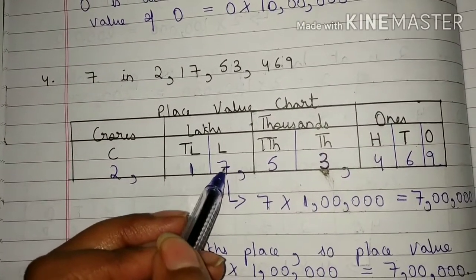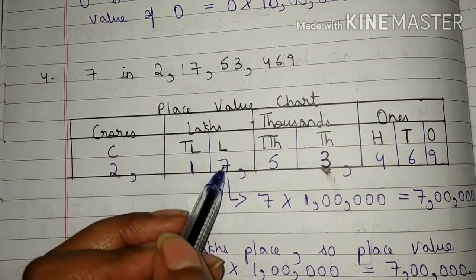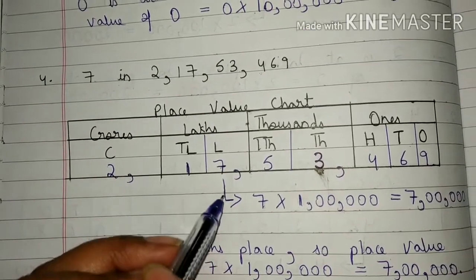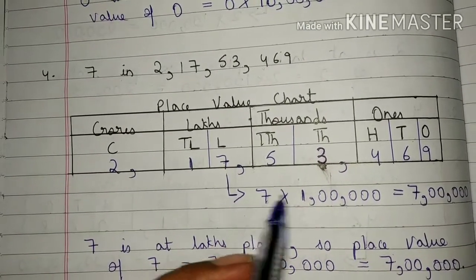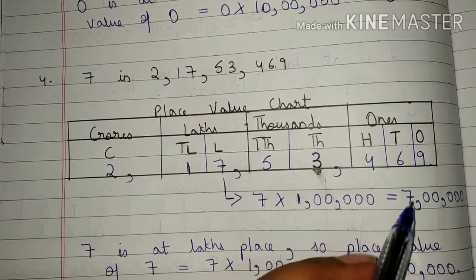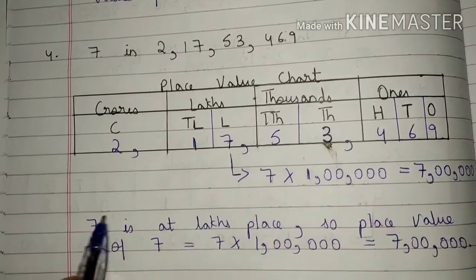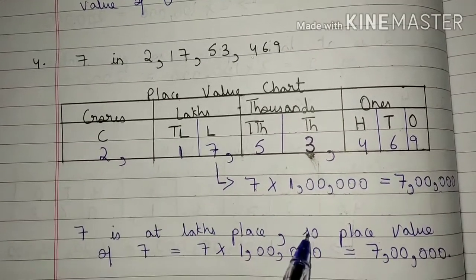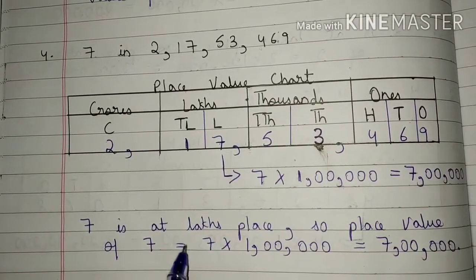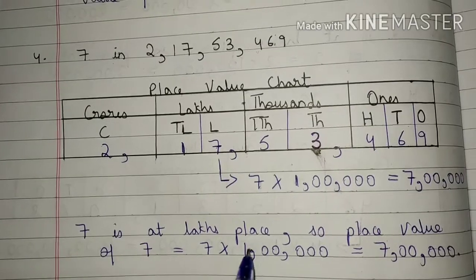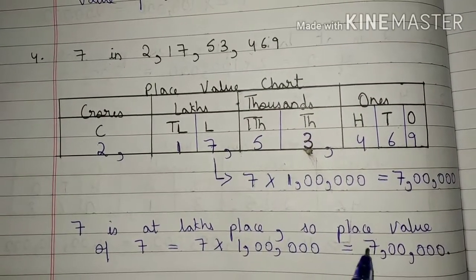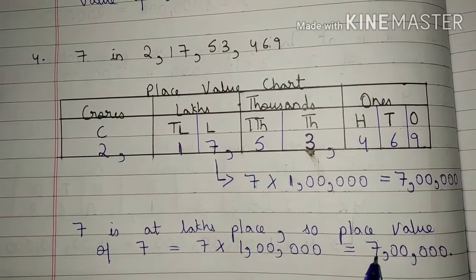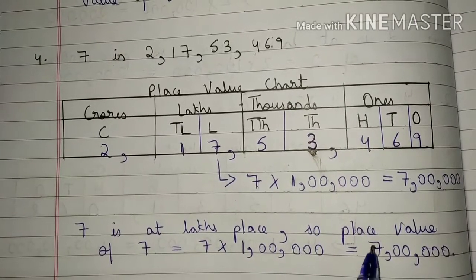Here 7 is at lakh place. So place value of 7 is 7 into 1 lakh is equal to 7 lakh. So students, place value of 7 is 7 lakh.